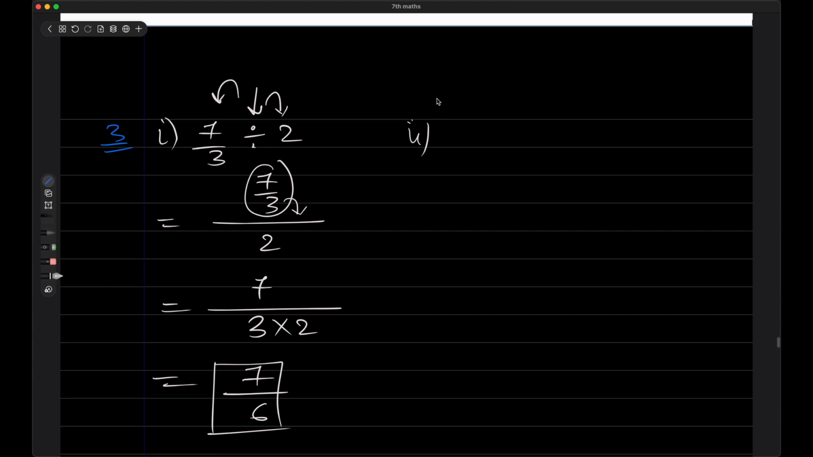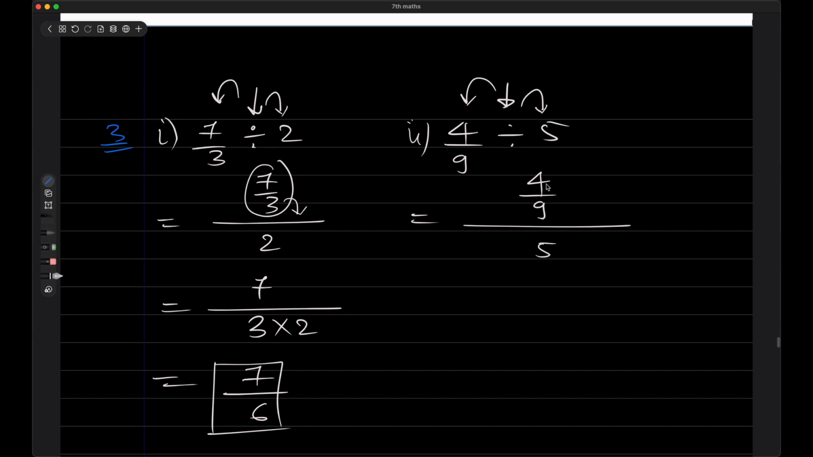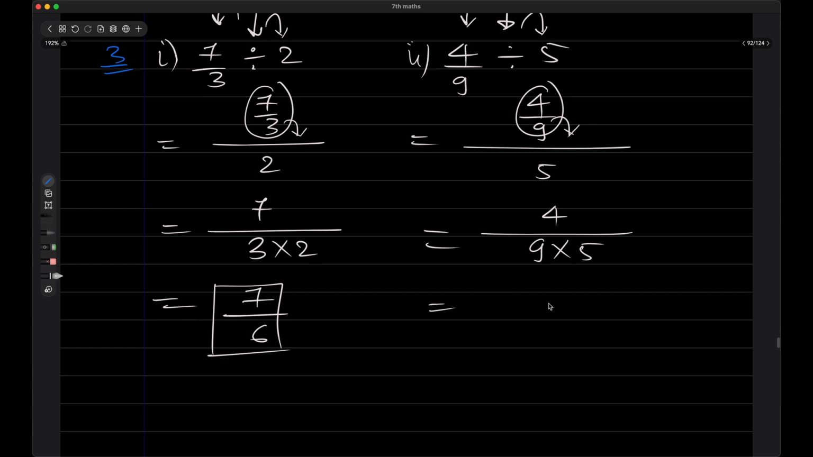Second, 4 by 9 divided by 5. Starting from the division line, write left side above the division sign, right side below the division sign, 4 by 9 and 5. Now for the fraction, send denominator to the opposite side, that is 4 as it is, send 9 to the opposite side and 5 as it is. That is equal to 4 divided by 45 is the answer.